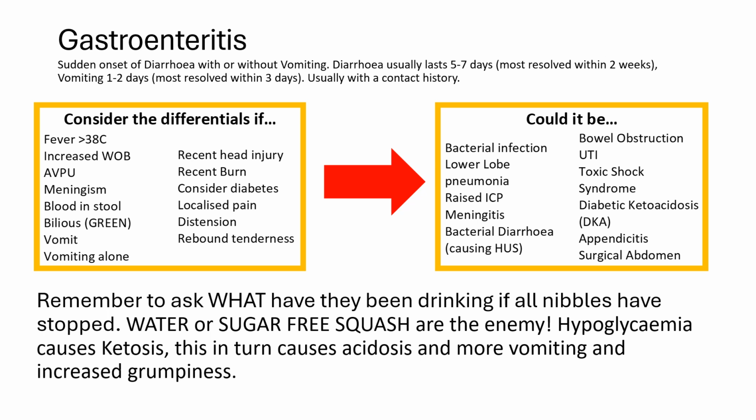Lastly, as part of your history, think about what they have been drinking. If all solid has stopped, children can become hypoglycemic quite quickly, as most of what they drink nowadays is water and sugar-free squash. Gone are the good old 80s, where children were fed sugar-loaded drinks when they were poorly. If you have the ability to measure a blood sugar in clinic, this can help guide treatment. However, if you're concerned and you can't, then the Child Health Hospital at Home team can help with close monitoring and support of these children.